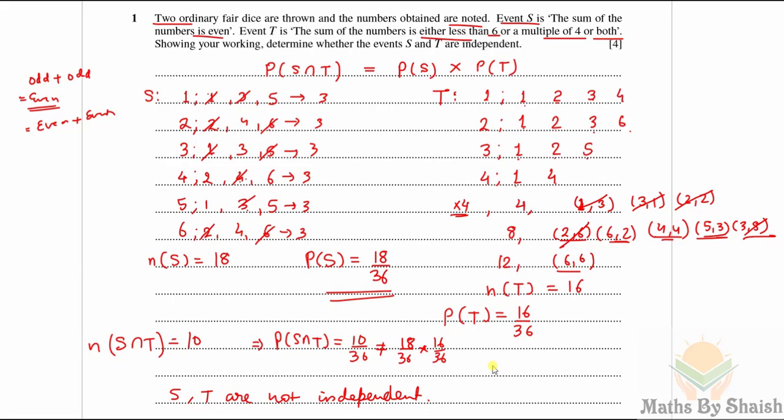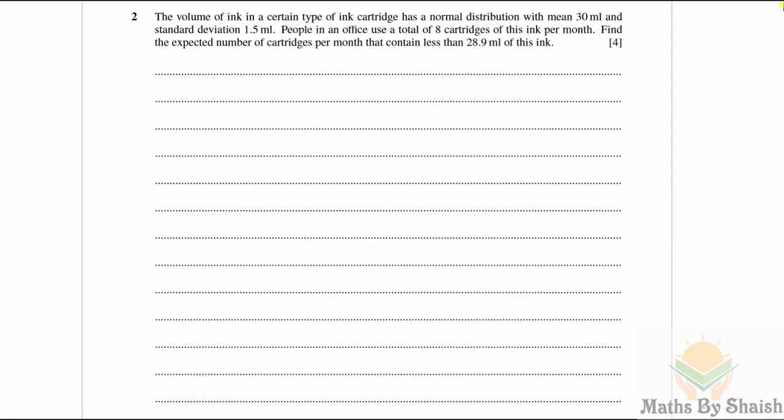So I hope it is clear. Let's do the second question. This is question number 2. The volume of ink in a certain type of ink cartridge has a normal distribution with mean 30 ml and the standard deviation 1.5 ml.